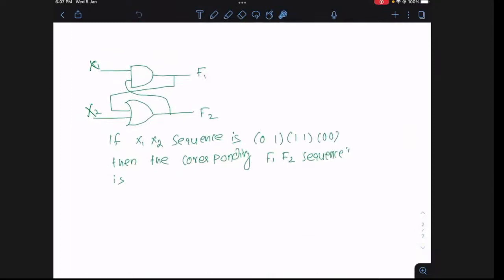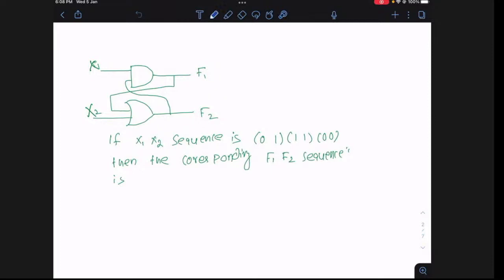This is a circuit I have given. If the x1, x2 sequence is 0, 1 followed by 1, 1 followed by 0, 0, then what is the corresponding f1, f2 sequence? This is my f1 and this is my f2. Who can answer this? That's what I'm saying, you need to have good analysis skills. You cannot always expect to get the standard circuits. You'll be saying, okay, this circuit we haven't studied in our classroom, how do you answer it? That is nonsense logic if you say it this way. So let me see how many of you are able to tell this answer properly.